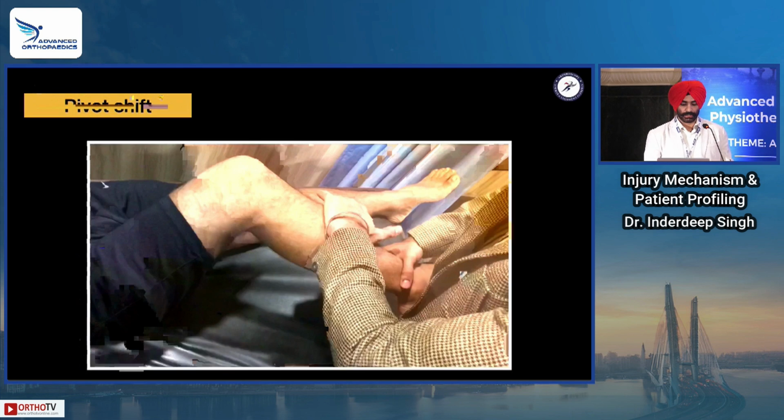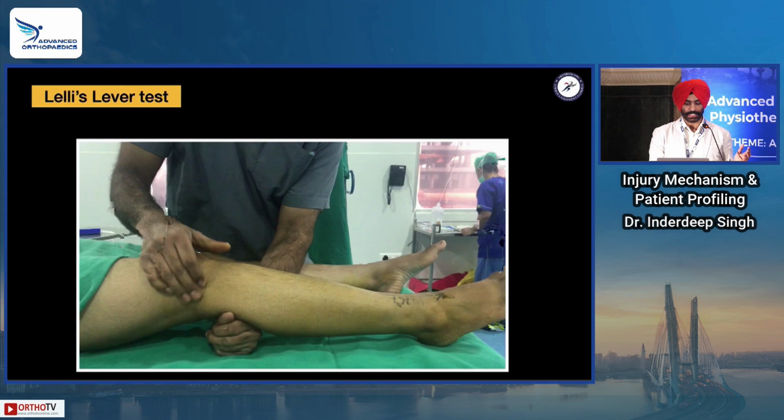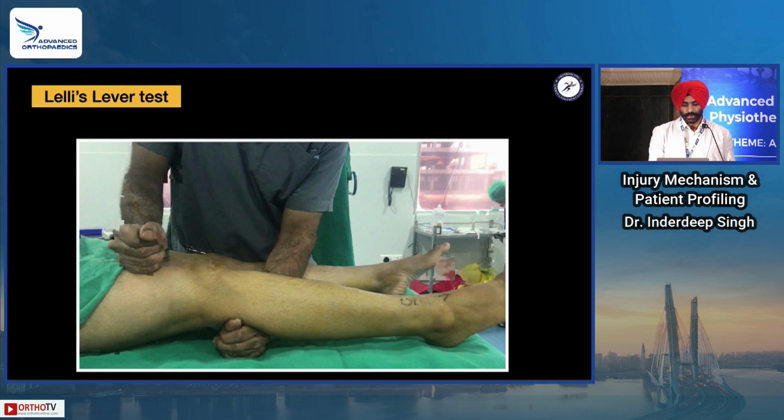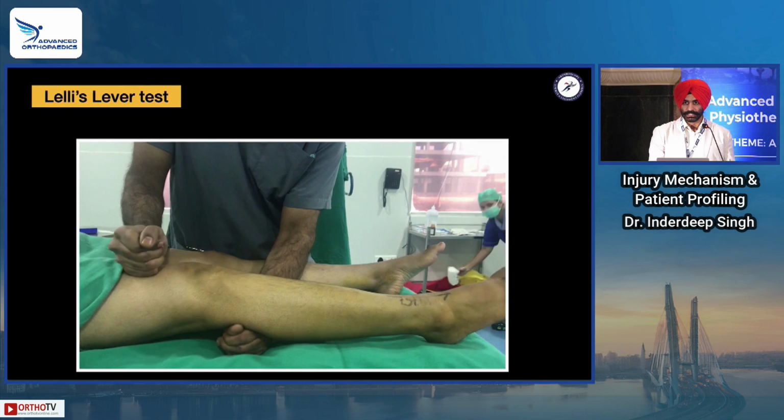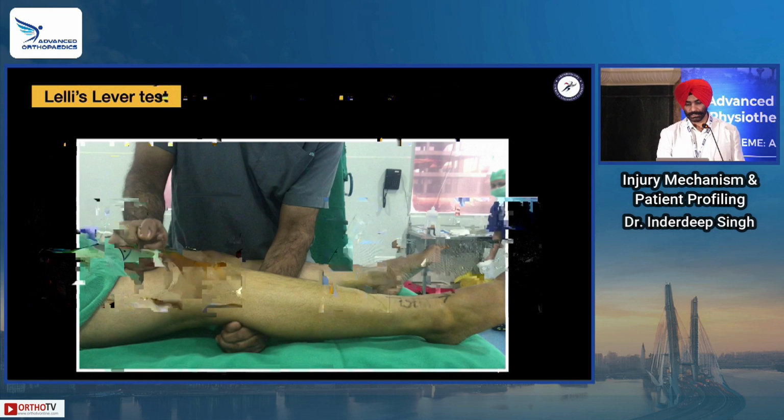Sometimes you cannot elicit any of these tests, so this test comes handy when the thigh is bulky. So this is called Lever's test, when you put your fist under the calf and try to push the thigh down. If the heel doesn't come off the bed, it's positive for an ACL deficient knee.